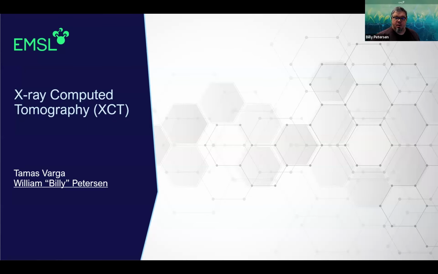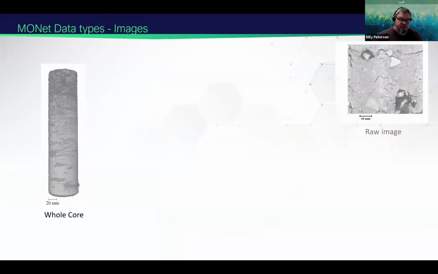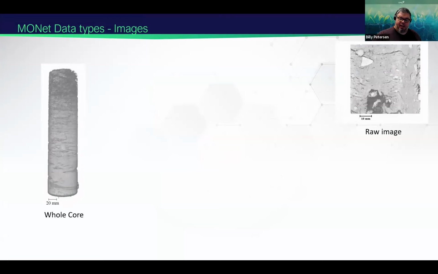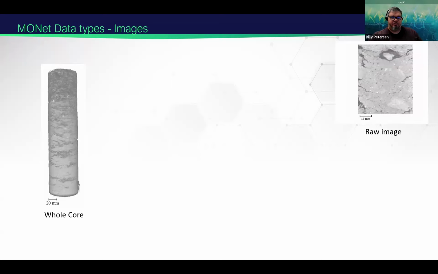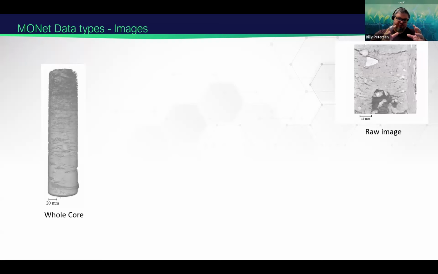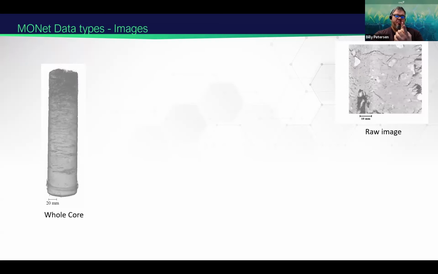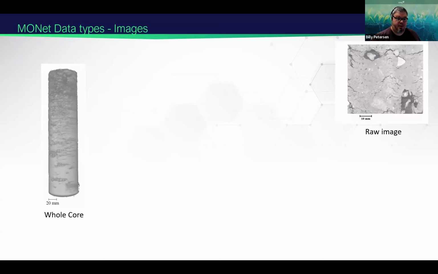There we go. Okay, so MONet data types. We're going to start with our images. So first of all, we have a whole core here. This is just one we extracted from the double scans that Tomas does, just a top and a bottom. Moving from there, we have our raw images, which is the area that we analyze. The reason it's a square and not the entire core is, as you all know, with the kits, the core goes down and it's going to disturb everything around the side. So we just take a sample from the middle and it's the same on every one. So all the data is going to be standardized.